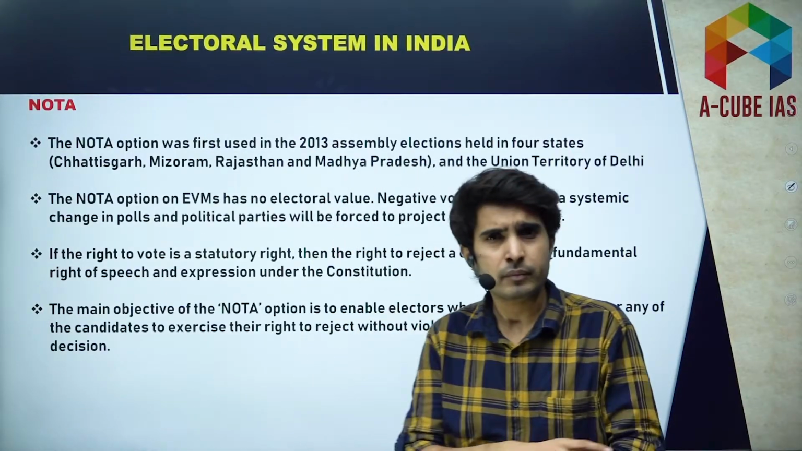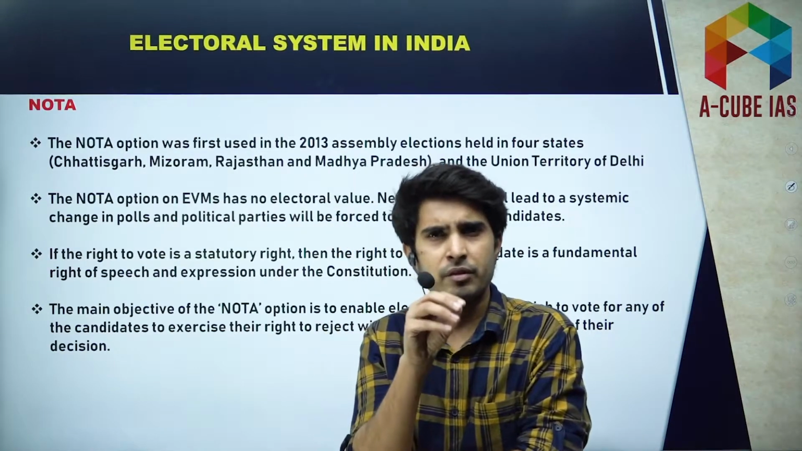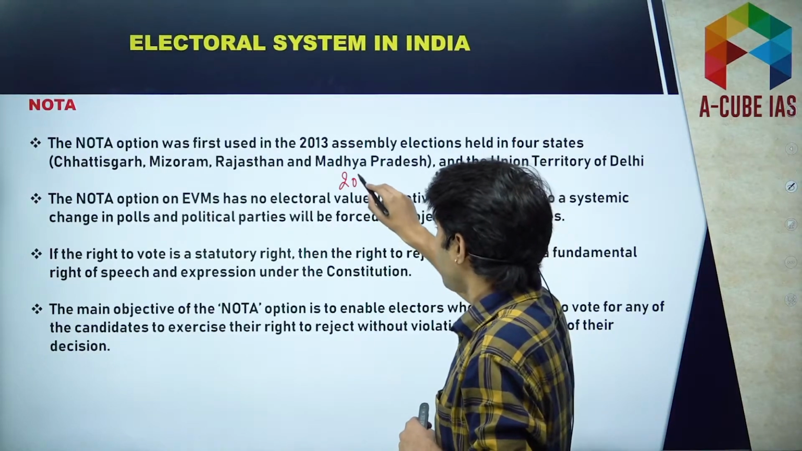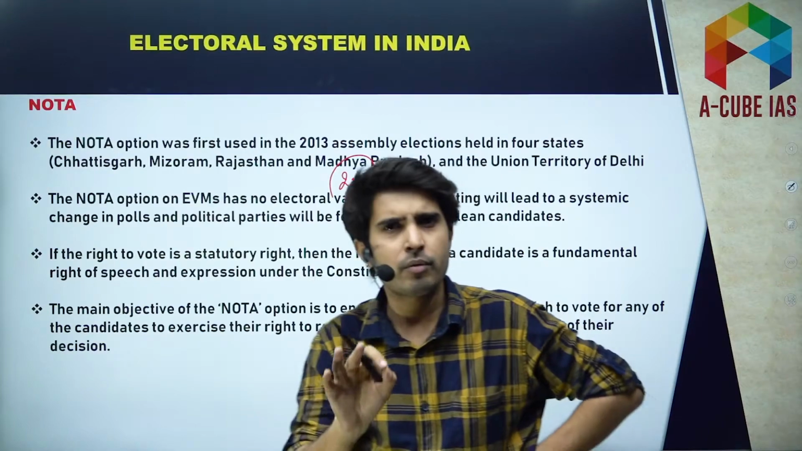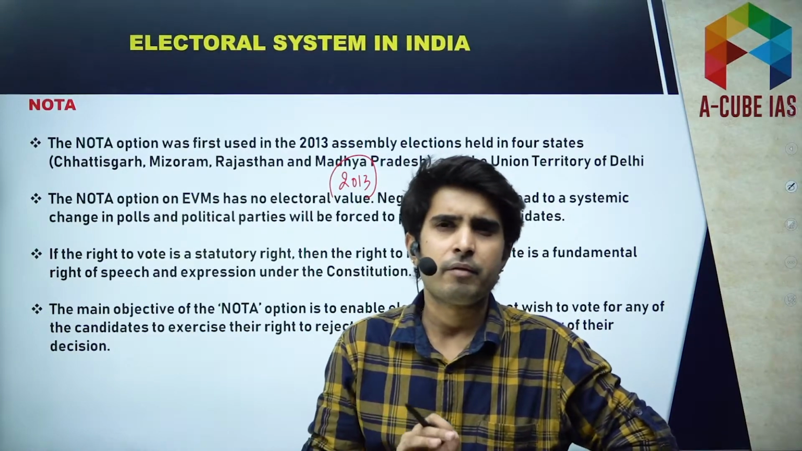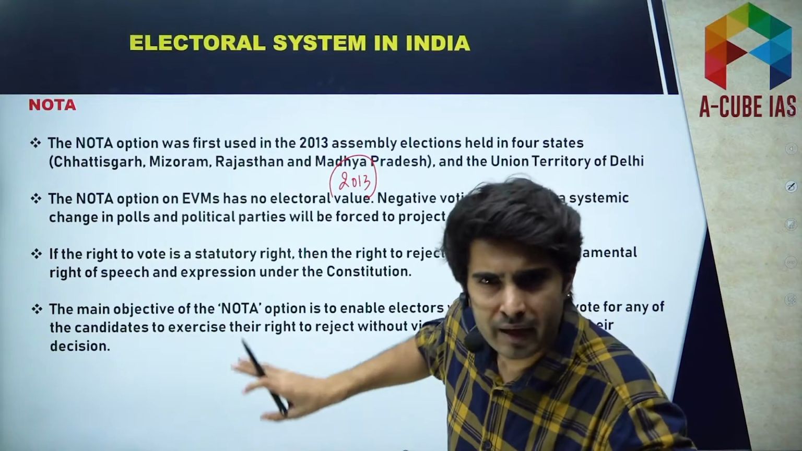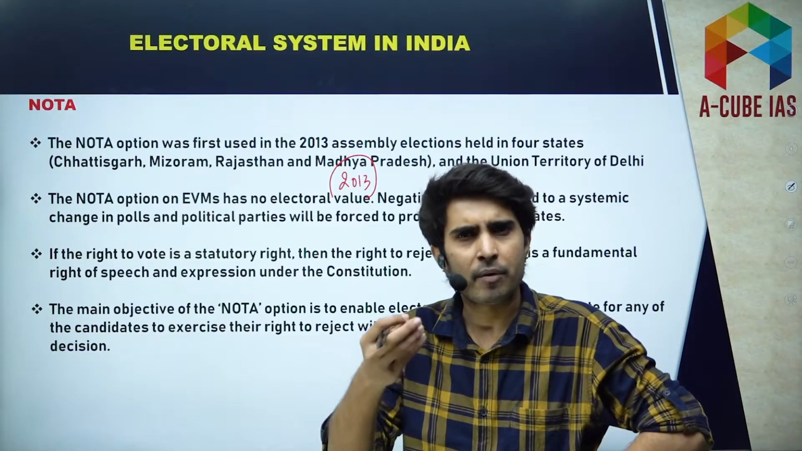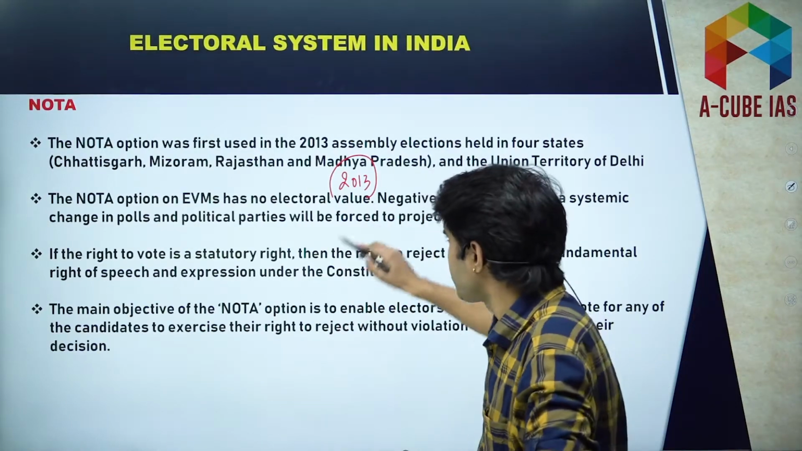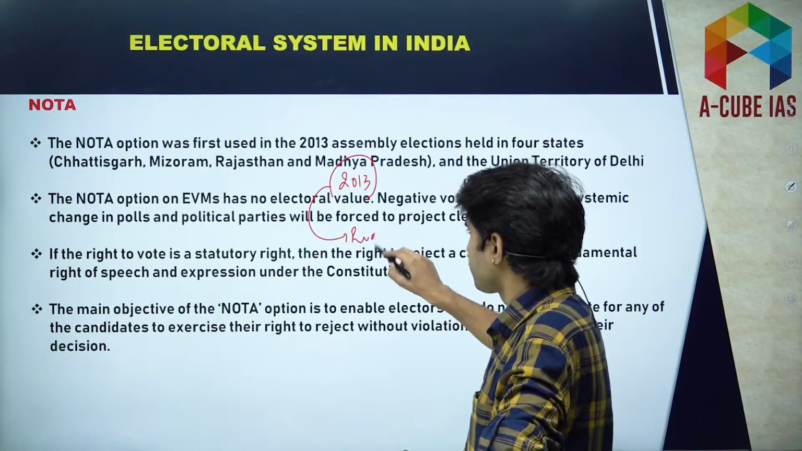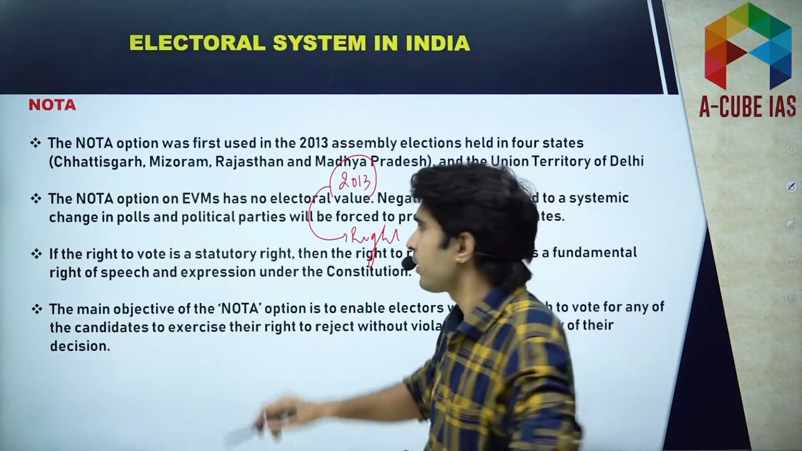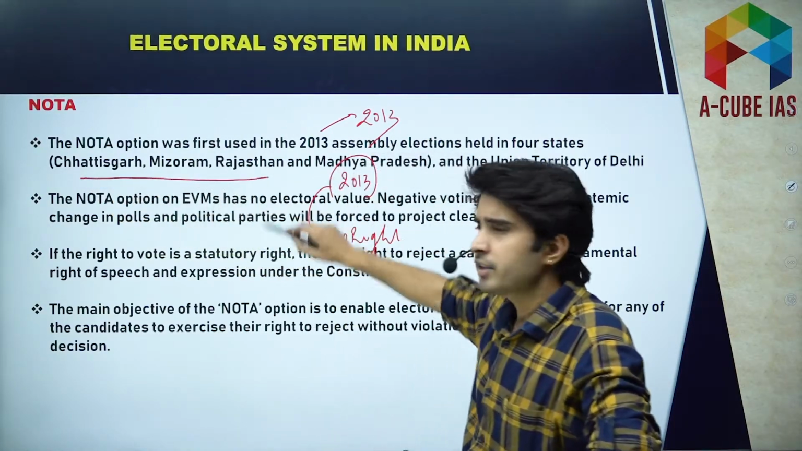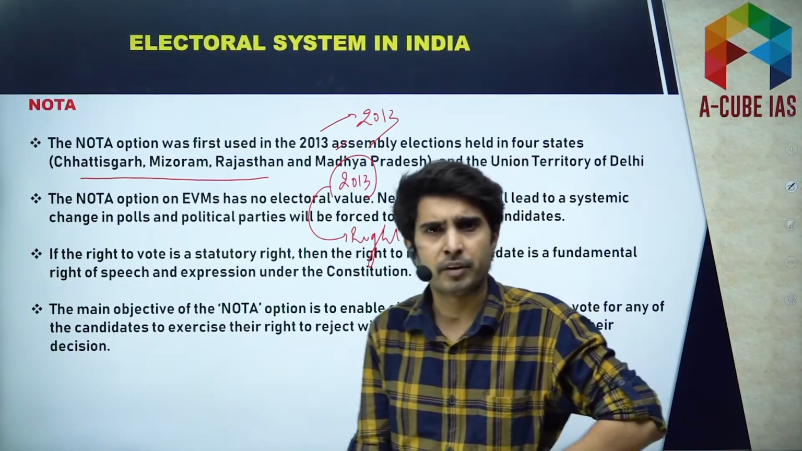Now let's talk about the NOTA. This NOTA concept was prescribed by the Supreme Court in 2013. So under this concept, you have the right to reject a candidate. It means if you are not satisfied with candidates, you do not need to vote in their favor. You can outrightly reject them. So right to reject. It was used for the very first time in 2013 in these assembly elections: Chhattisgarh, Mizoram, Rajasthan and Madhya Pradesh.